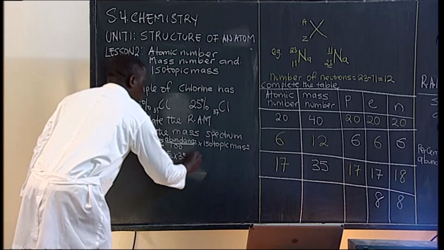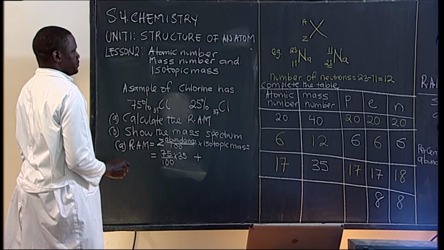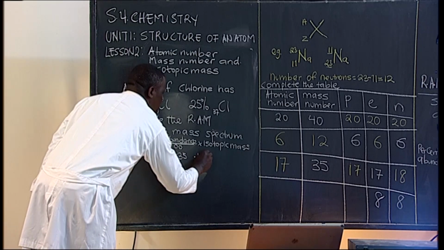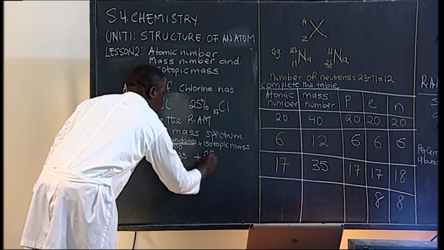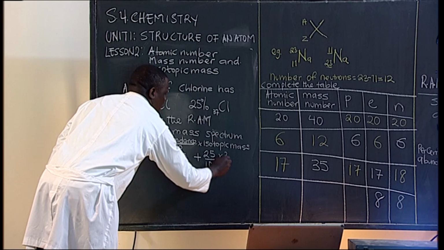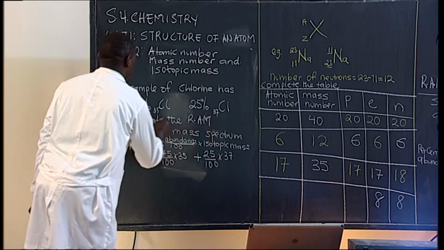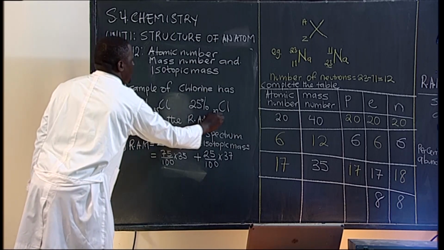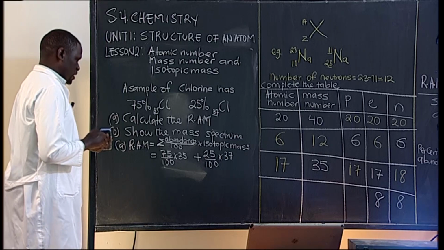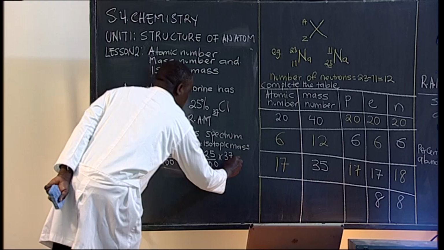Then we have also 25 out of 100 times 37. So you see, the percentage times the isotopic mass. So what we have here is our mass. Then from there, we calculate and get our answer.